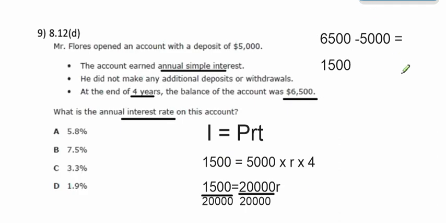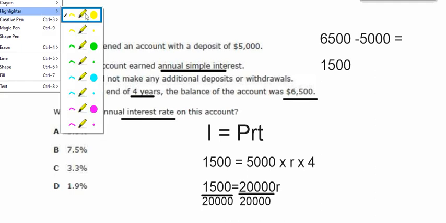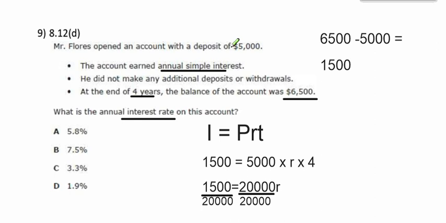All right, in question 9, Mr. Flores opened an account and put a deposit in his account of $5,000. And the account earned annual simple interest for 4 years. Now this is different because it did not tell you the rate. Well, you're still going to do it the same way. You're going to write the formula. You're going to put what you know. In this case, you know the interest is $1,500. You know the principal. You know the time in years. You just don't know the rate.